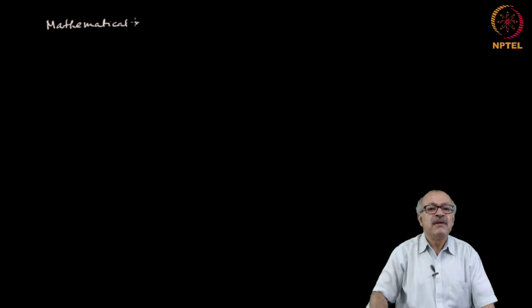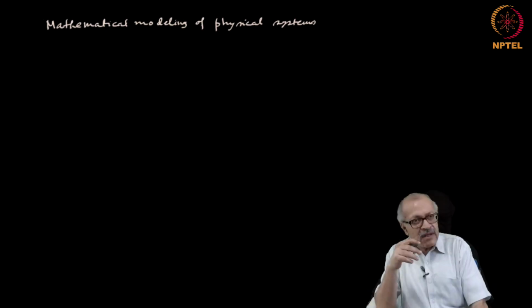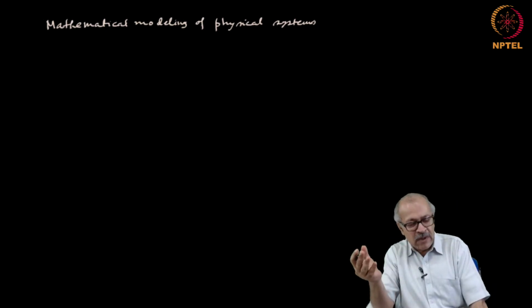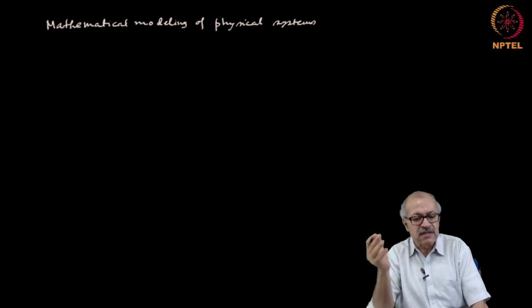So, this is what we will study today: mathematical modeling of physical systems. Physical systems does not mean only systems coming from physics, it means anything in physical reality. In the method of obtaining a valid mathematical model of a physical system, there are a few steps to be taken.